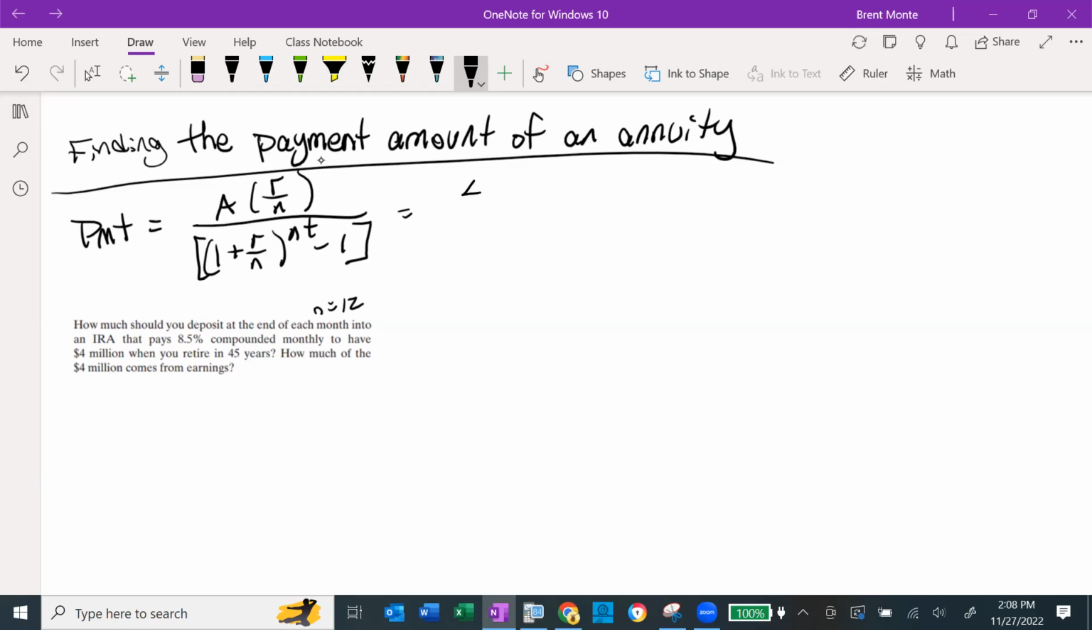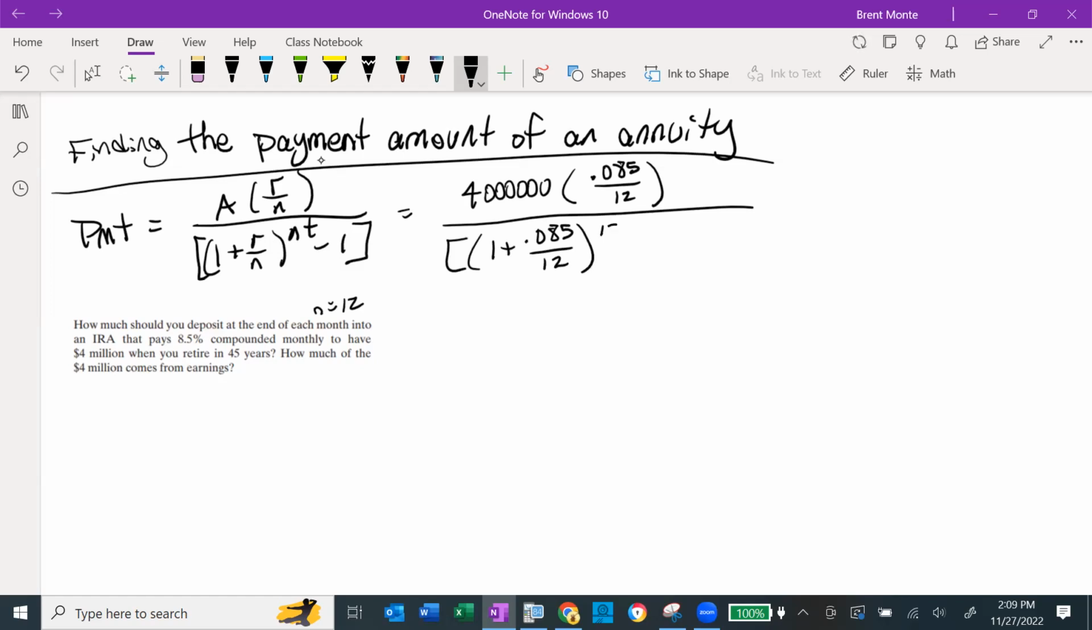So A is the amount we want to end with. That's $4 million. 4 with 6 zeros. Parentheses. R, the rate of interest. Well, it's 8.5%. To move the decimal 2 places to the left, it's 0.085. And then divided by N, remember that was 12. Let's see, divided by bracket parentheses, 1 plus that same 0.085 divided by 12 to the NT. Well, N was 12, T was the number of years, 45.